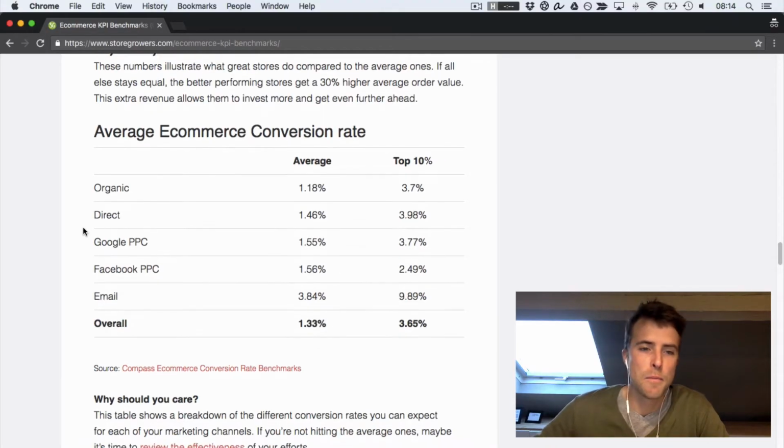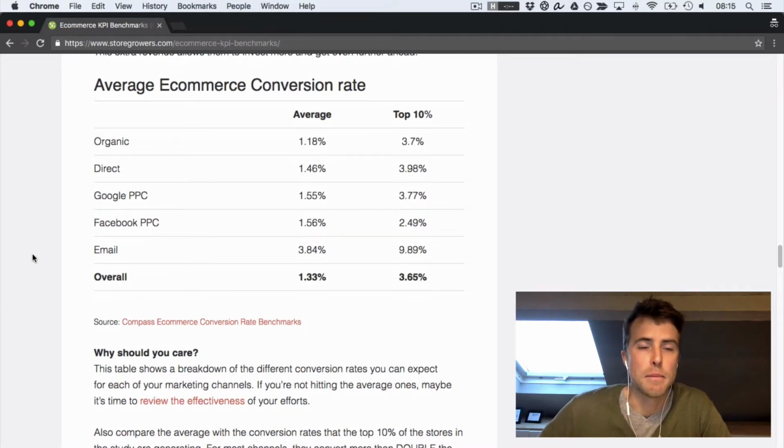So let's take a look at actual numbers. These benchmarks come from research that was done on thousands of stores processing even billions in transactions. So suffice to say that it's a good sample size. Here you can see the different traffic sources and what they mean for an average store and for a top 10 store. That's the top 10 of best performing stores in the study they did.